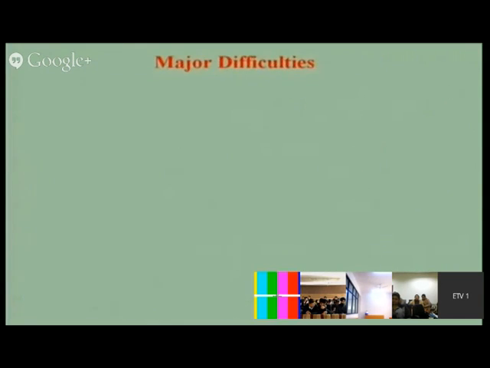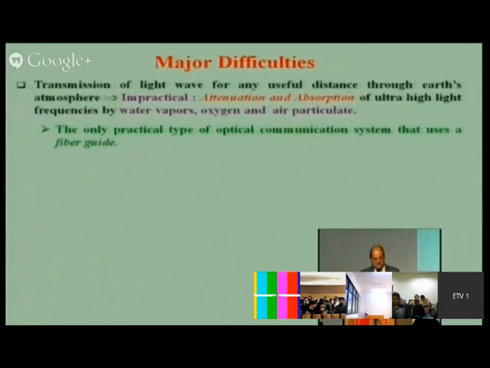But there are difficulties. Optical communication is not just like radio and microwave communication. It has difficulty for transmission and propagation, and it is all because the transmission of light waves in the atmosphere is impractical. It is because of the high attenuation and absorption of ultra high light frequencies. Optical frequencies undergo large attenuation or absorption by different particles. Attenuation is through diffraction or scattering.